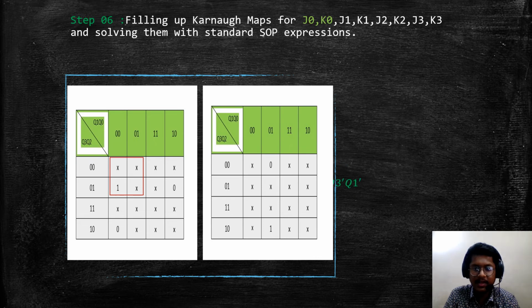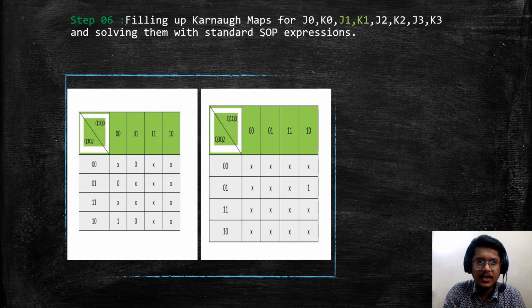After solving them, we get J0 equal to Q3 prime and Q1 prime, and K0 equal to Q3. Here we are solving J1, K1 with standard sum expression. After solving them, we get J1 equal to Q2 prime, Q0 prime, and K1 equal to 1.